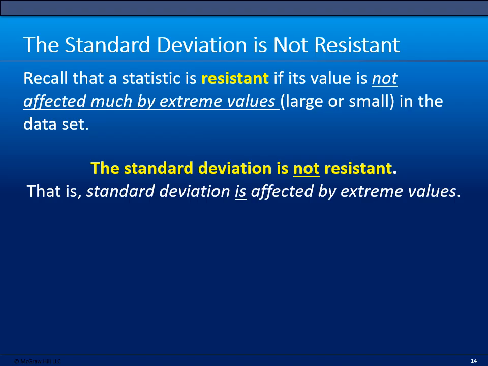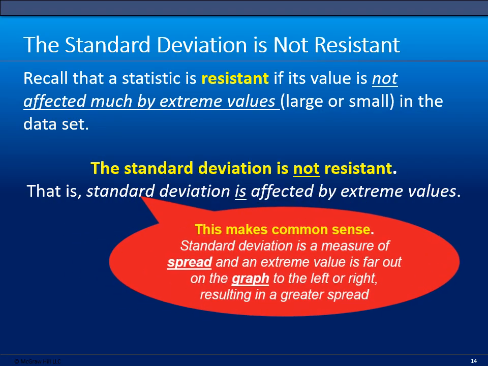Remember that a statistic is resistant if its value is not affected by extreme values, really large values or really small values in the data set. Standard deviation is not resistant. That is, standard deviation is affected by extremely high values or extremely low values. Well, that kind of makes a lot of sense, right?